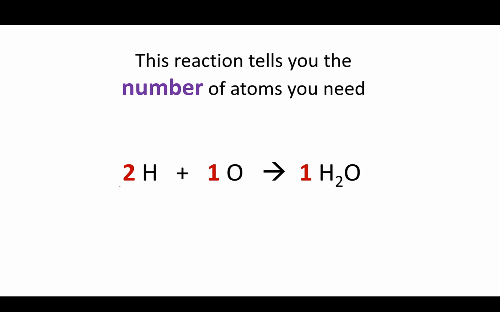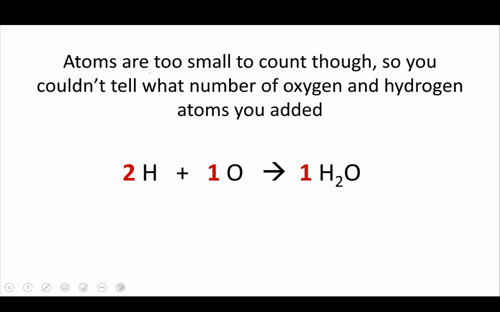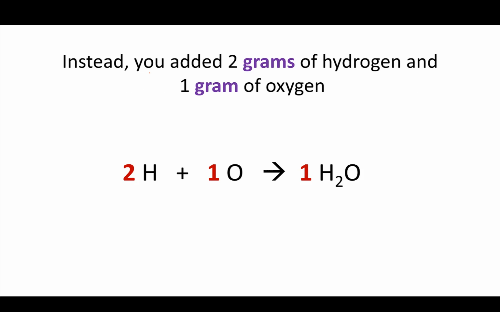You need 2 hydrogen atoms and 1 oxygen atom to make 1 water molecule. So the reaction is about the number of things you need. Atoms are too small to count, so you couldn't tell what number of oxygen and hydrogen atoms you added. You didn't use tweezers and count them out. Instead, you added 2 grams of hydrogen and 1 gram of oxygen, because you could measure a gram out, but you couldn't measure an individual atom.